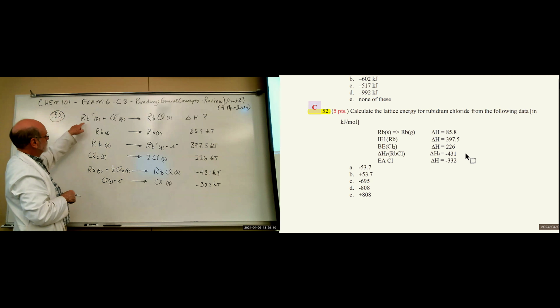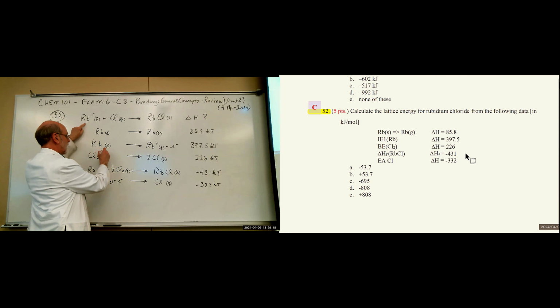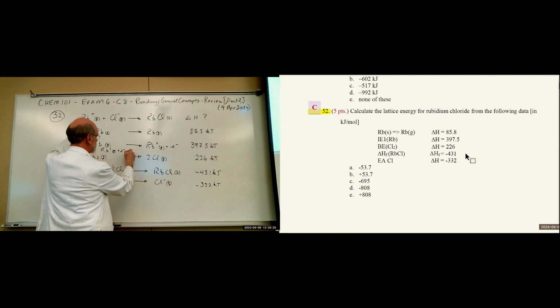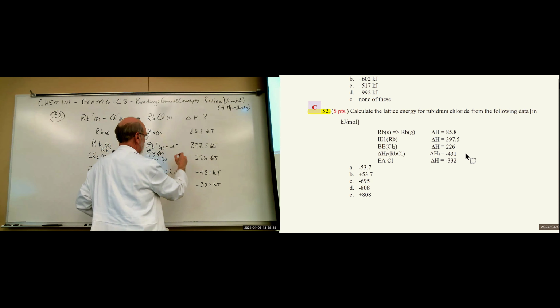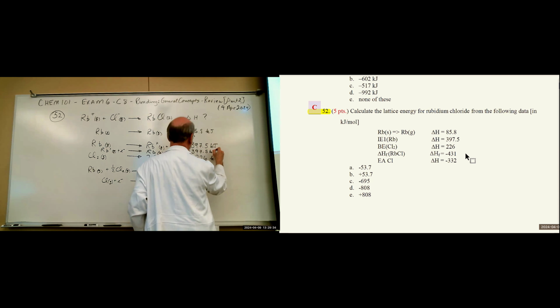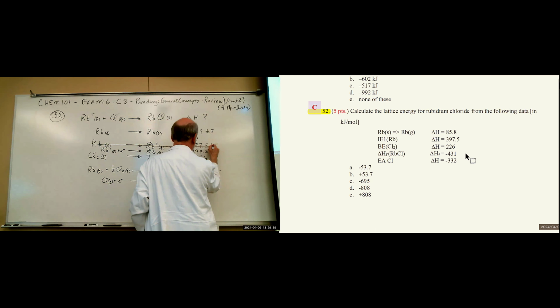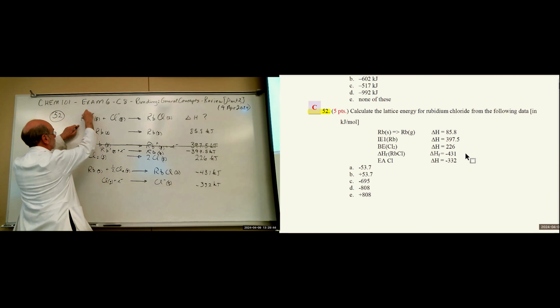We need rubidium ions on the left. Right? We need rubidium ions on the left. That means we've got to put rubidium plus the gas plus electron yields rubidium gas here. And this one has to be -397.5 kilojoules. So I'm going to cross that out so we don't use it again. Okay, that takes care of this one right here.